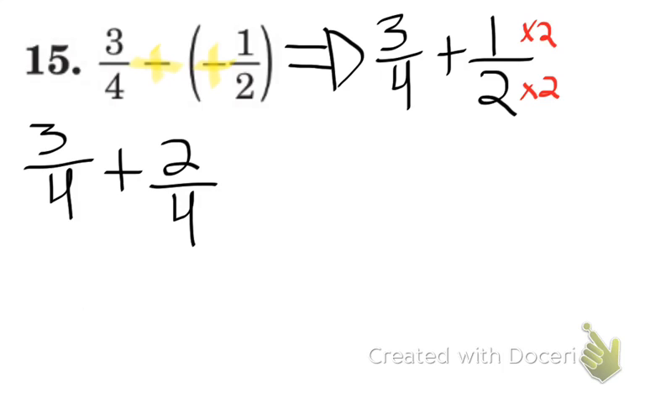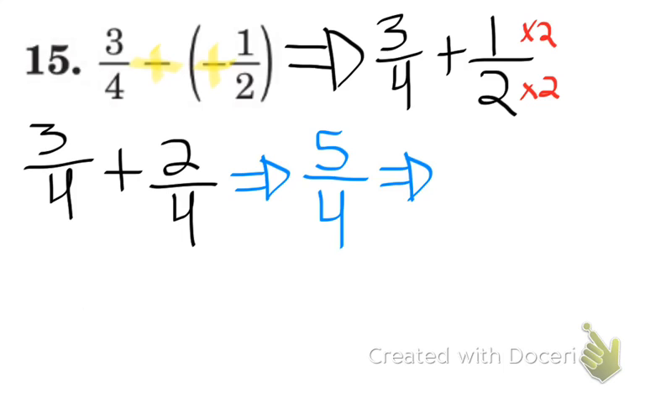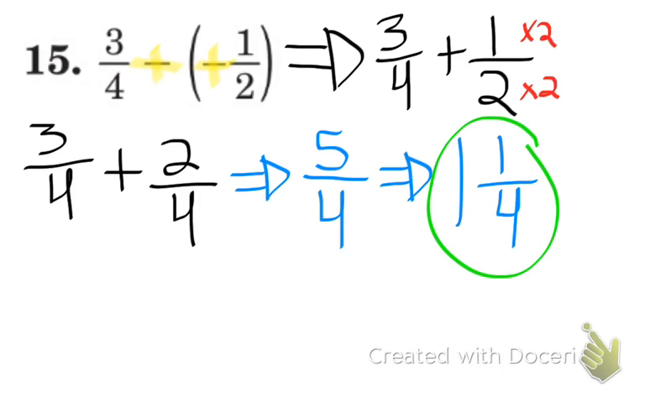Keep the bottom, but then we're going to do it to the tops only. So the bottom is 4 and the top is a 5. So we have 5 over 4. That is our answer. It's just not a fully simplified proper fraction. So 4 goes into 5 one time with a remainder of 1. So it's 1 1/4, and that's our final answer to that question. Make sure you understand what we did there.